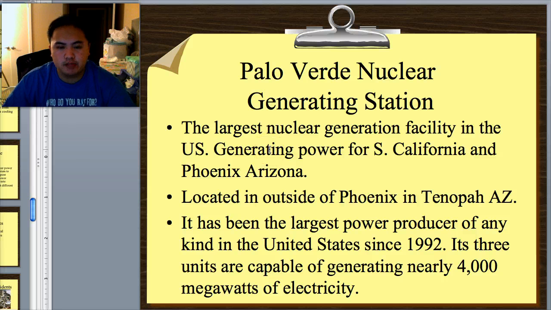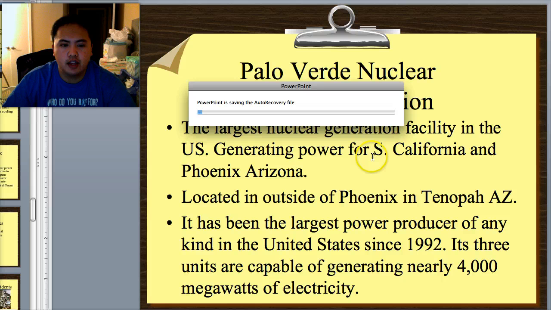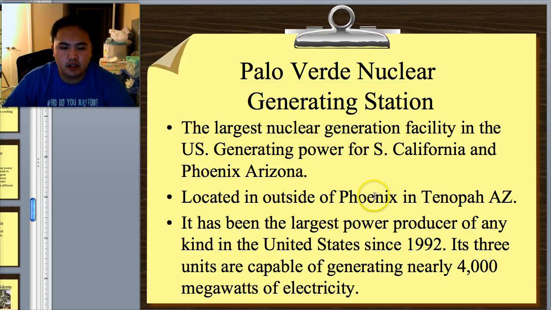Some of you may be wondering, where are these power plants located? The largest one in the United States is a little bit outside of Phoenix, called Tonopah, Arizona. It gives some power to Southern California and obviously parts of Arizona. It's the largest power producer of its kind in the United States. Just its 3 units generate nearly 4,000 megawatts of electricity.